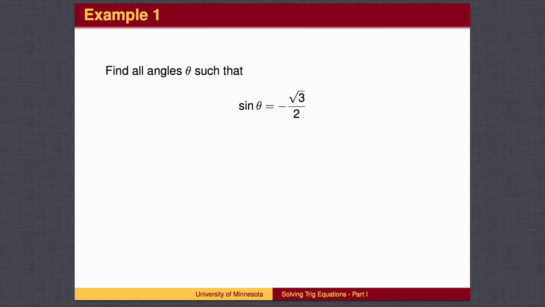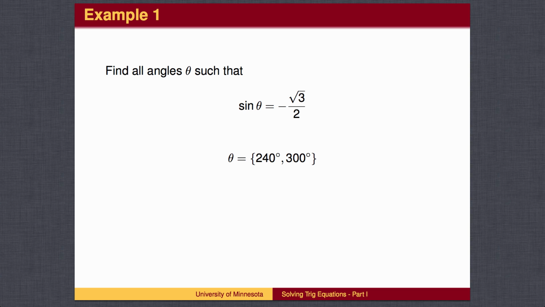We can use the unit circle to find the two angles between 0 and 360 degrees where the sine value is negative square root 3 over 2, namely 240 degrees and 300 degrees. However, there are more angles that are solutions.